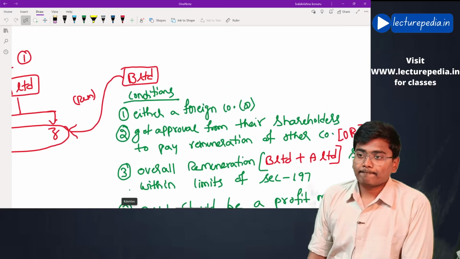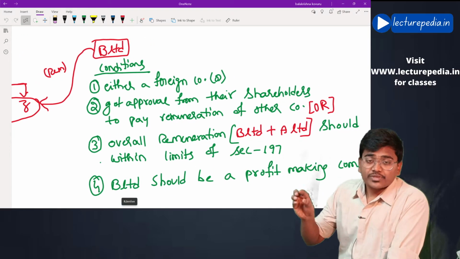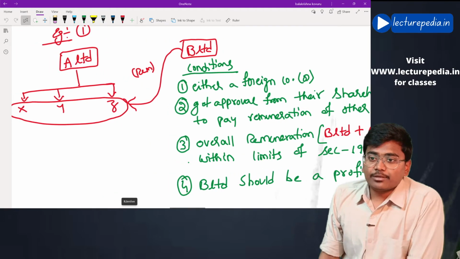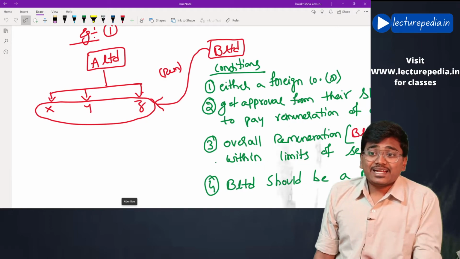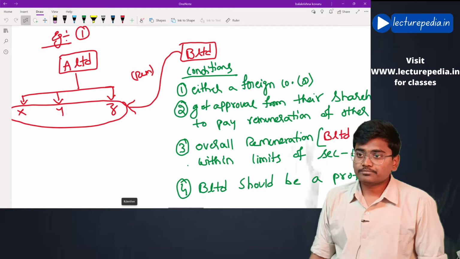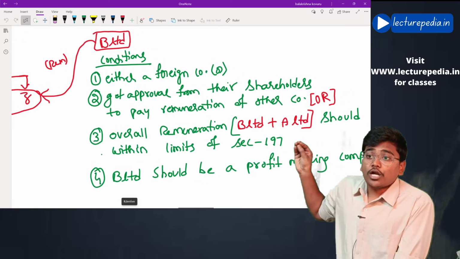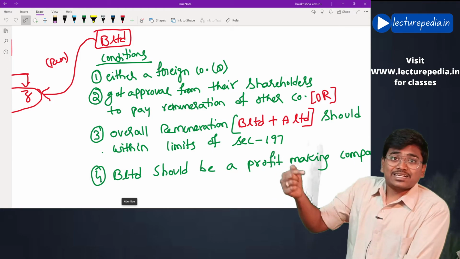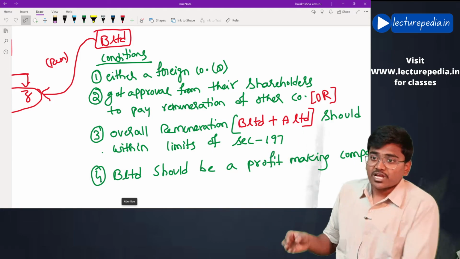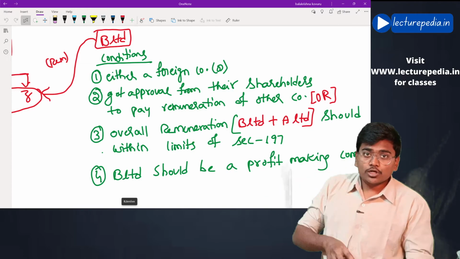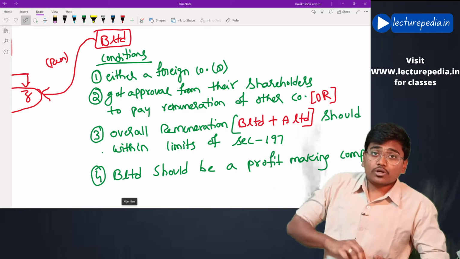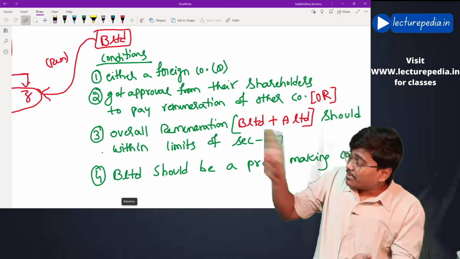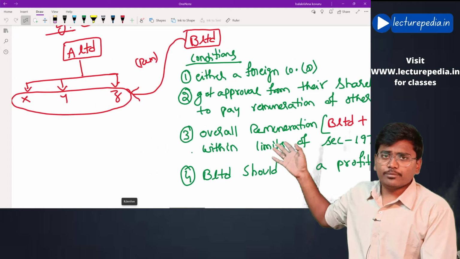What are they? The B Limited must be either a foreign company. Okay, if it is a foreign company, it can pay the remuneration of directors of A Limited, or B Limited got approval from their shareholders to pay remuneration of other company. Ordinary resolution is required. B Limited in its general meeting should get the approval of its shareholders through ordinary resolution permitting the company to pay the remuneration of some other company's directors, that is A Limited's directors.